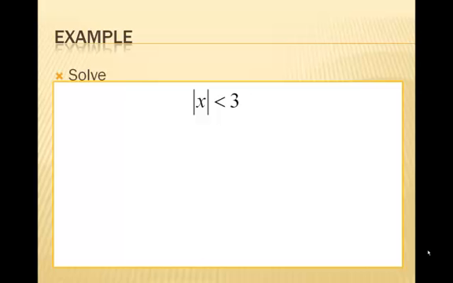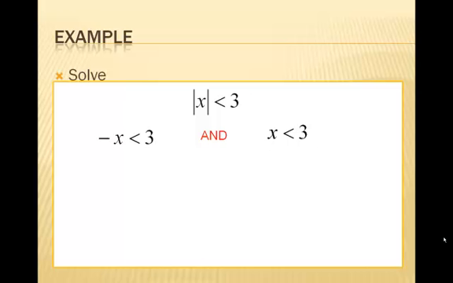In this first example, I've picked something nice and small. The absolute value of x is less than 3. And watch how I proceed through this. So the first thing I want to do, since the absolute value is basically already by itself, is to split it into two problems. One will take care of our negative possibility and one will take care of our positive possibility. So negative x is less than 3 or x is less than 3.